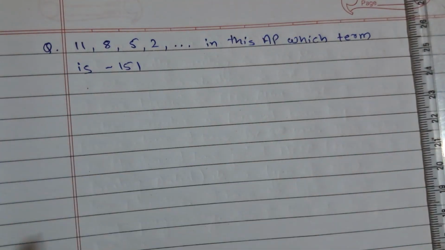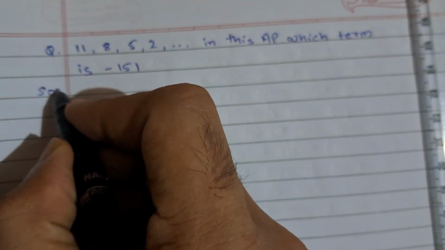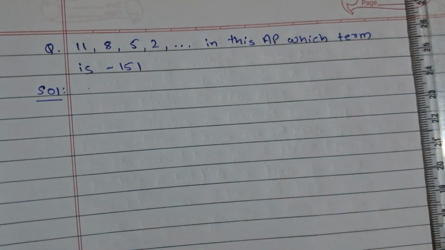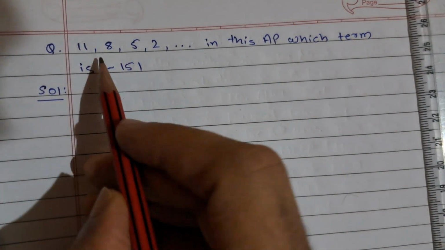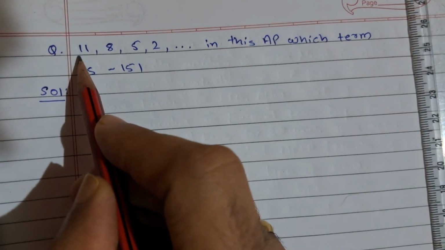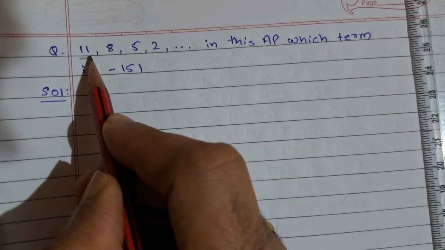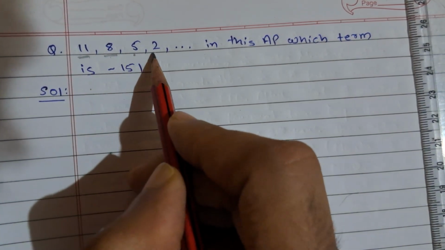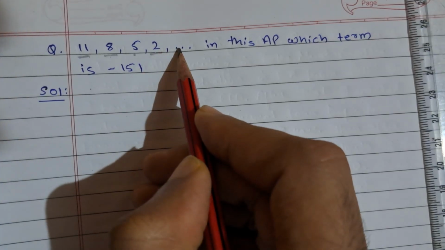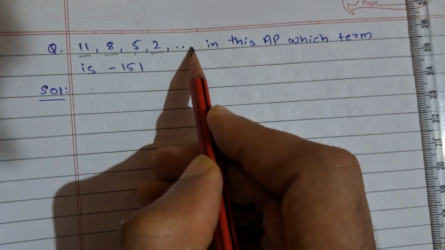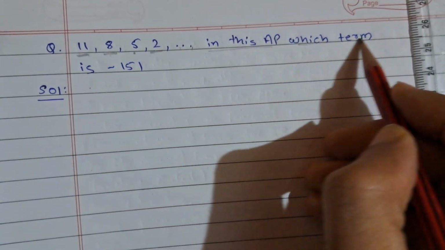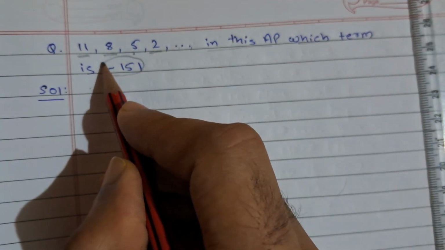This is yet another interesting sum. It is almost similar to the last sum that we did, but the way of asking the question is a bit different. Let's see what they ask over here. So they have given us an AP already. It's starting from 11, but you see now it is going on decreasing. 11, 8, 5, 2. Obviously the next number will be lesser than that, and the next number will be lesser than that. The question is, in this AP, which term is minus 151?